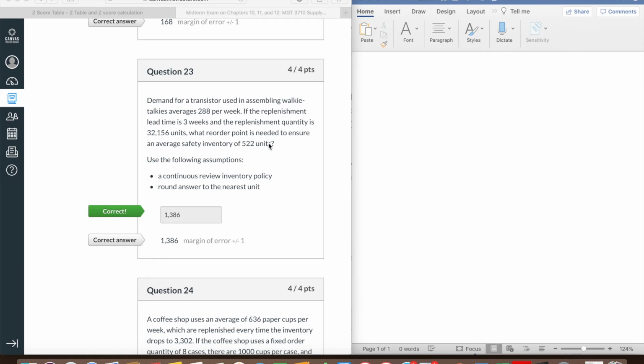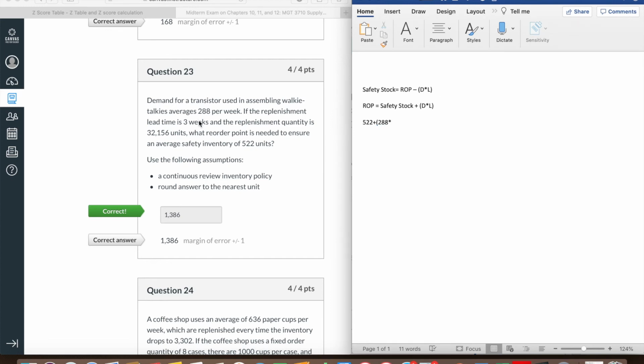So this is our safety stock, we know that. But remember, write out this formula first. Whenever you see safety stock or reorder point, the original formula is safety stock equals reorder point minus demand times lead time. Now when we flip it to find the reorder point, we get reorder point equals safety stock plus demand times lead time. So let's fill that out. Our safety stock in this case is 522. The demand is 288 per week. So we can plug that in, 288 times the lead time of 3 weeks.